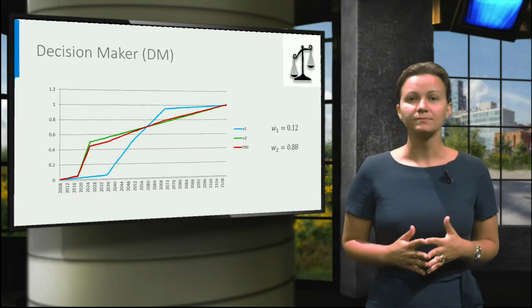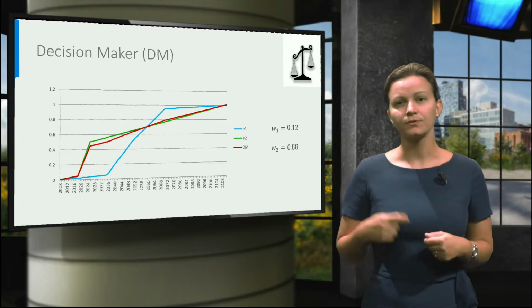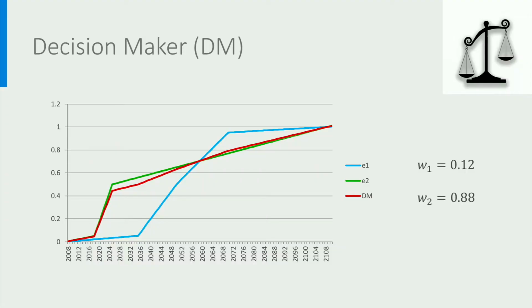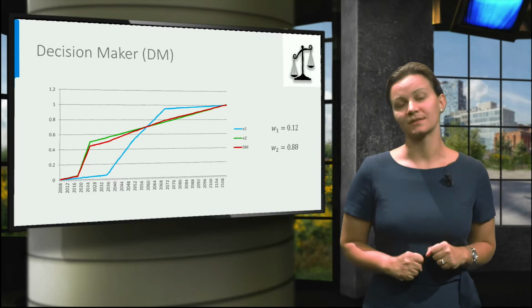Here is an example of cumulative distribution functions of two experts, in blue and green. The weights of the two experts are 0.12 and 0.88, and they lead to the cumulative distribution function of the decision maker in red. We see how the distribution of the decision maker is mainly determined by the distribution of expert 2, due to the high weight of this expert. It is only slightly pulled down or up in places, which reflects the contribution of expert 1 to the decision maker.